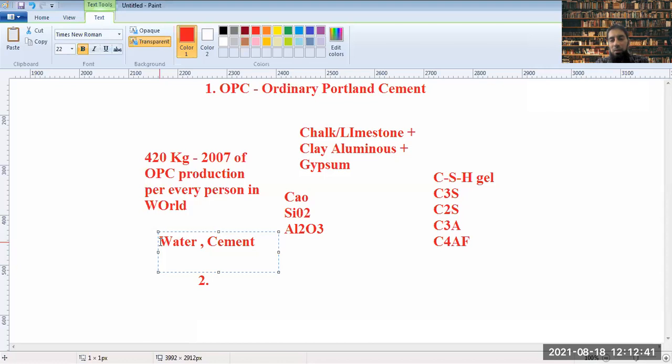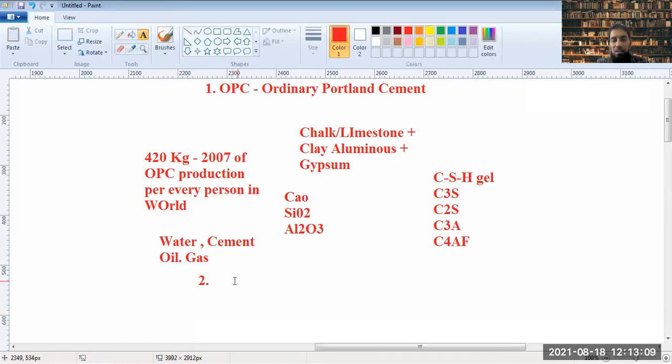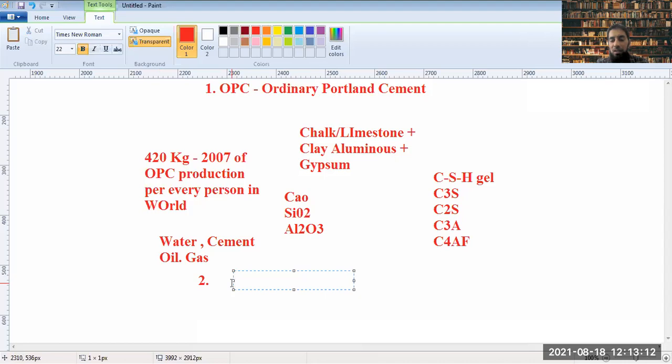Cement consumption is next only to water, and the third is oil, followed by gas. We say the world's economy is an oil-driven economy, but is it true? No. Yes, cement production also requires energy through coal and oil, but cement consumption is next only to water. So economically, it's cement that is actually driving the world's economy, not oil.